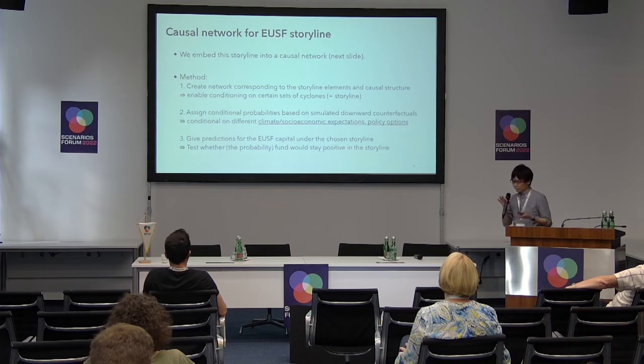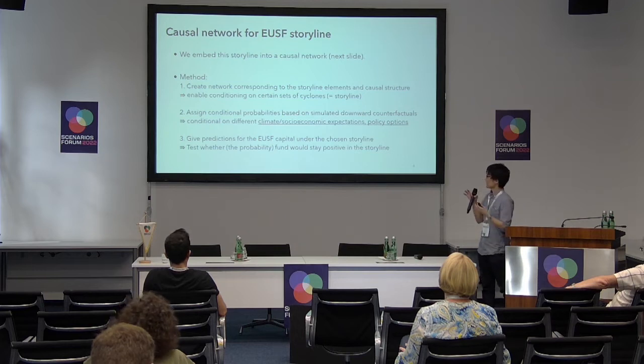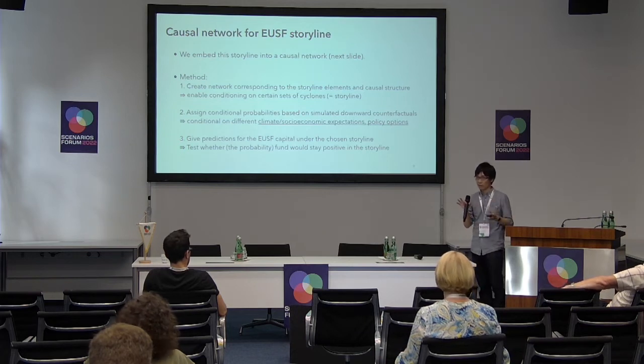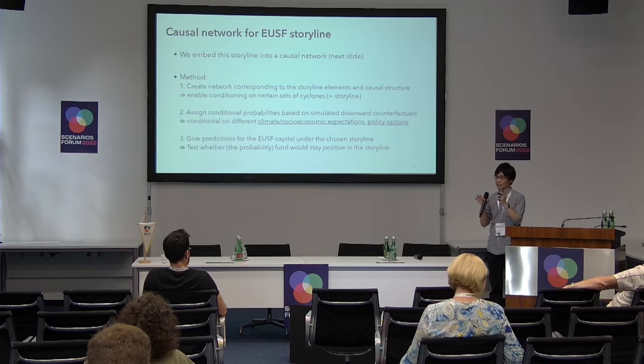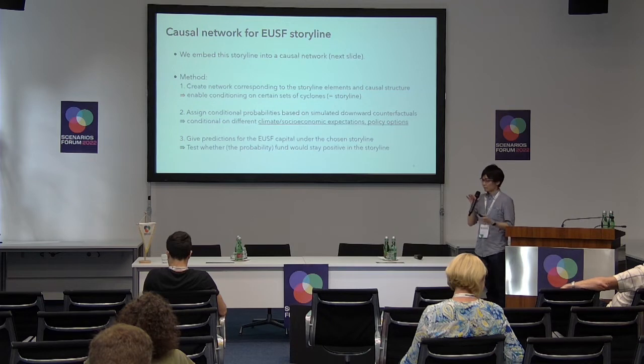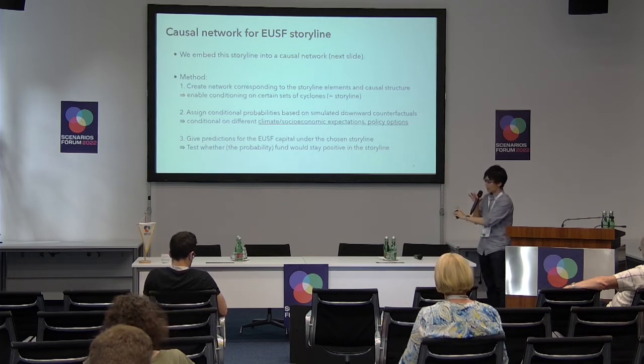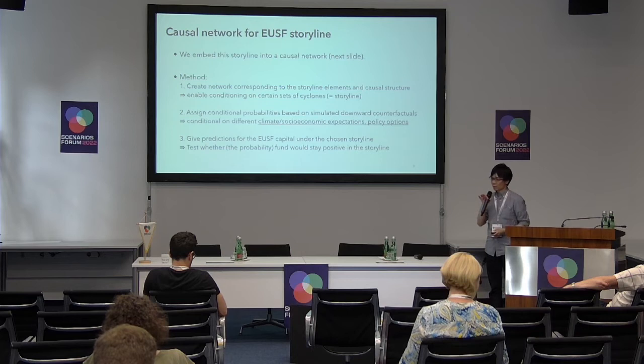In the next slide, I'll show the causal network embedding this storyline, but just stepping back a bit, I'd like to go through the general method of embedding storylines into causal networks. What we want to do first is to create a causal network corresponding to the storyline elements and realizing the causal structure of the storyline. In this case, we want to enable the conditioning on specific sets of cyclones. So we're going to prepare 13 nodes corresponding to each cyclone.